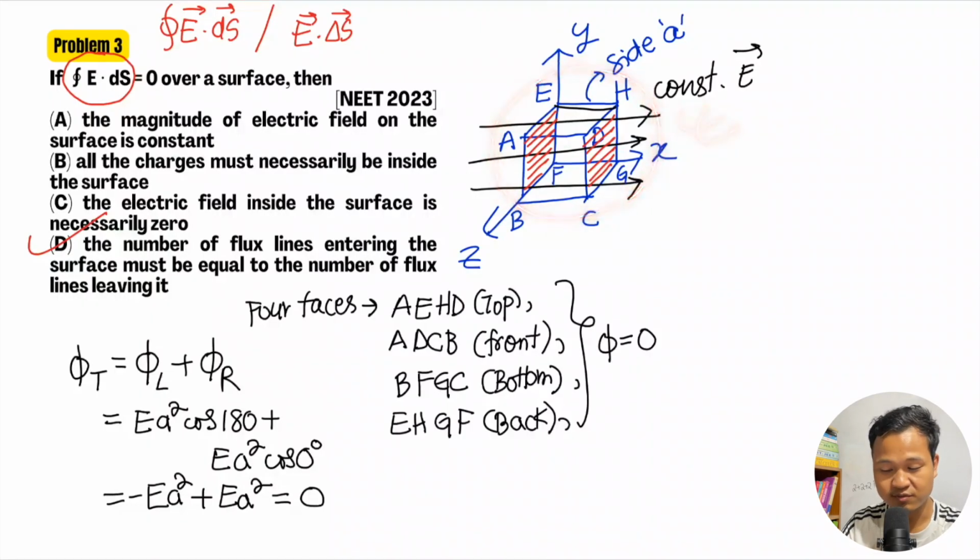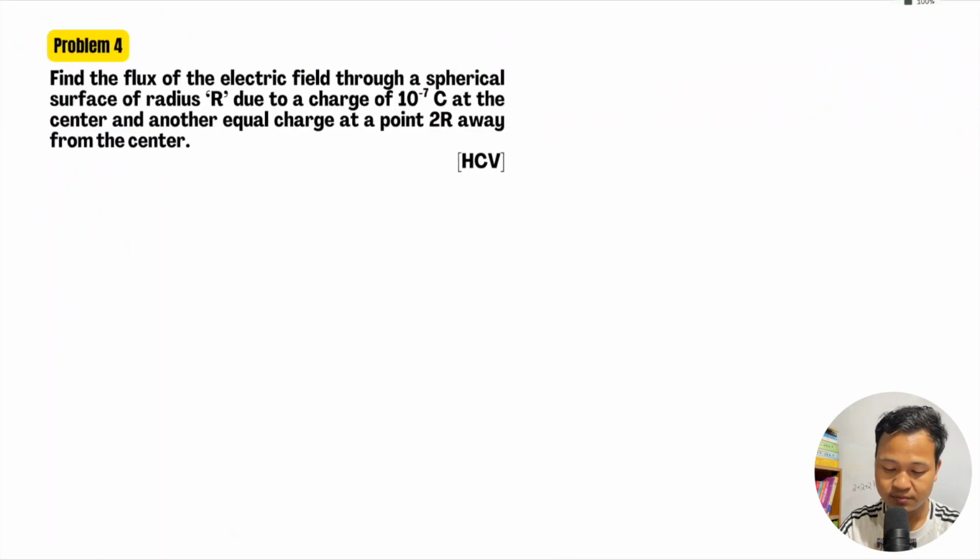Let's solve a question. Then that is the question. Example 2: find the flux of electric field through a spherical surface of radius r.